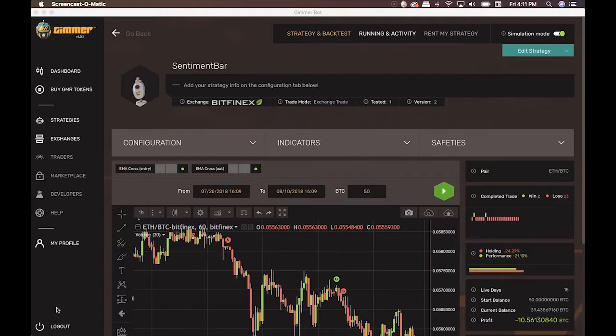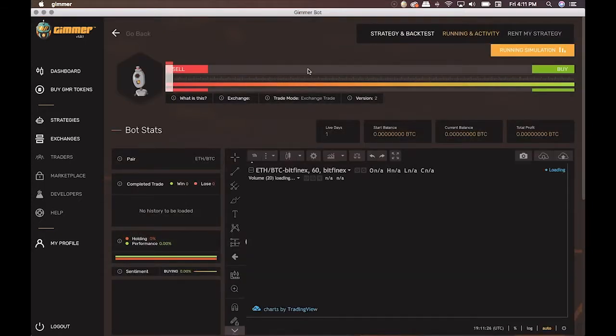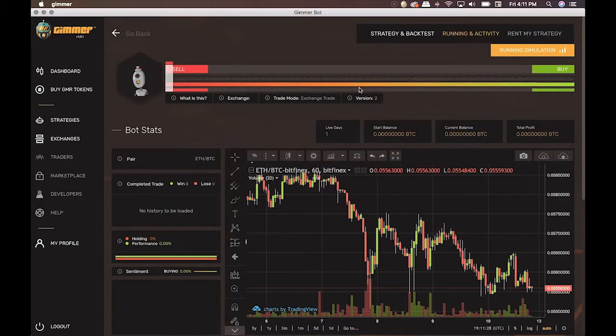In today's video, we will talk about how to understand the sentiment bar. So let's start with an open strategy already created. Click on Running an Activity. So this is our sentiment bar. This bar indicates how the analysis of the bot is related to the market. This happens in real time.